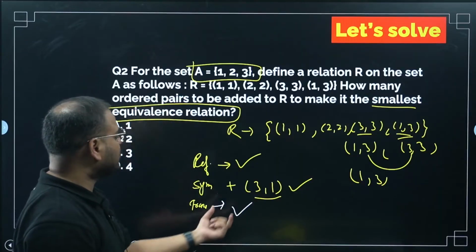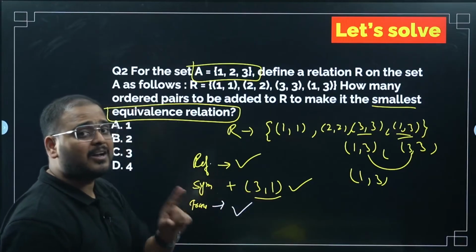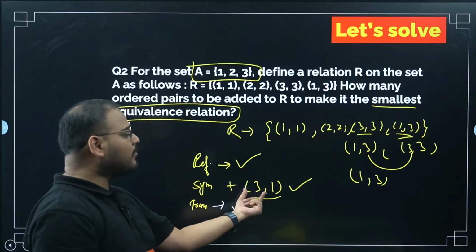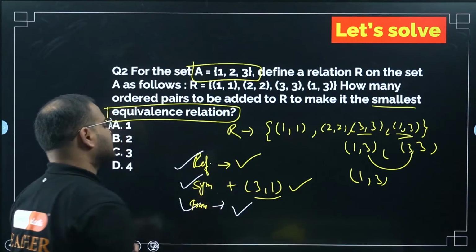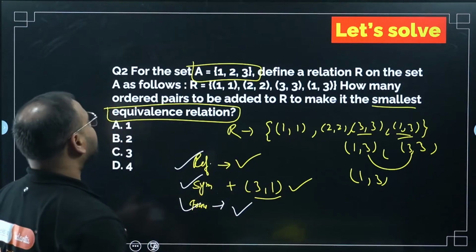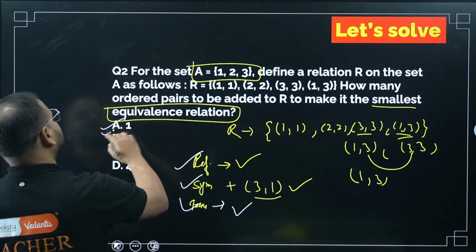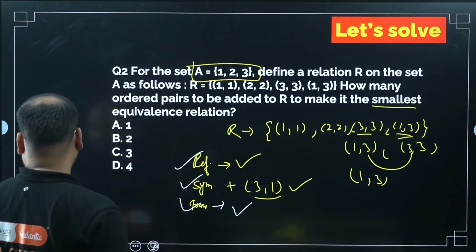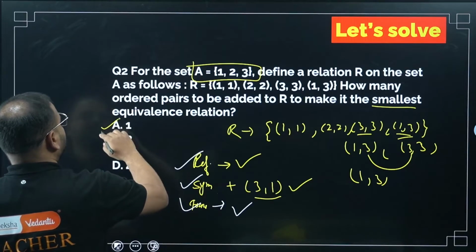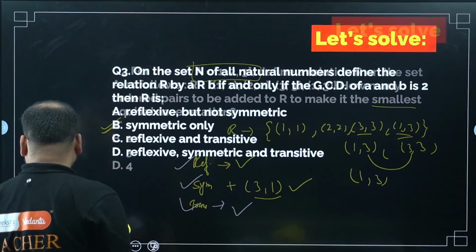So what is missing? The only missing is (3,1). So how many ordered pairs do we have to add? Only one. If I add (3,1), then it will become symmetric also. Then it will be reflexive, symmetric and transitive, so an equivalence relation. Number of pairs to be added? Answer is A. Please mark. Answer is A, 1. Moving on.